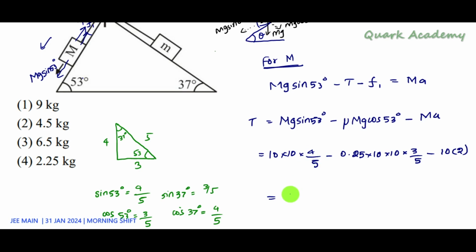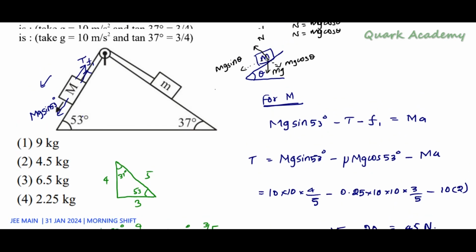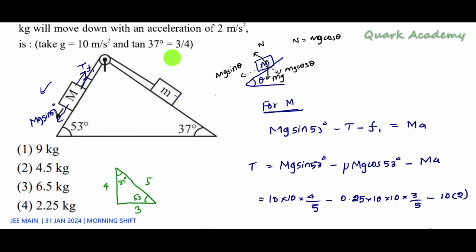So if we divide, we'll get 80, and here 60, 15, and this is 20. So we'll get 45 Newton. So tension we figured out is 45 Newton. Fine. Now we need to figure out the small m. For that again we'll put this one.